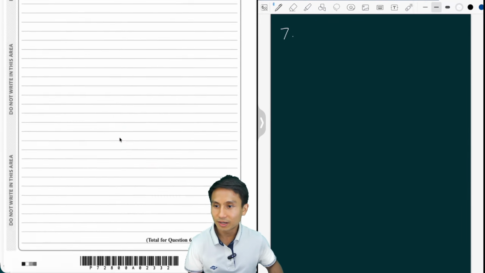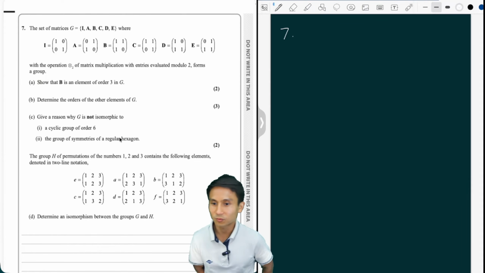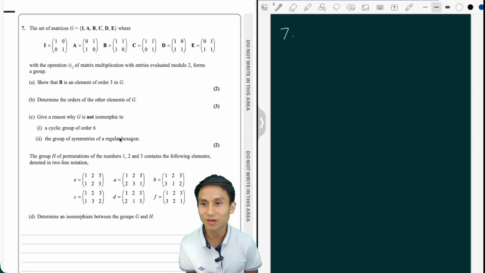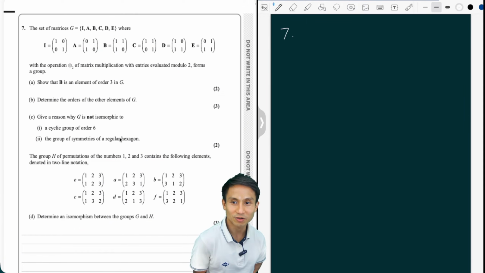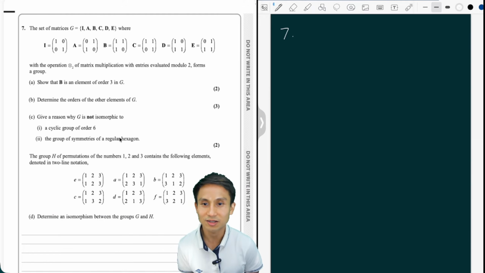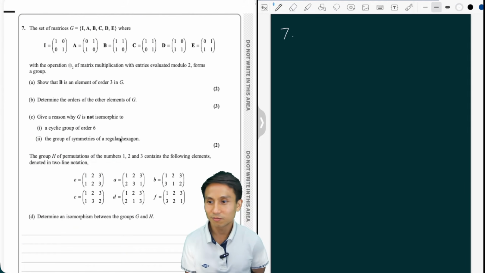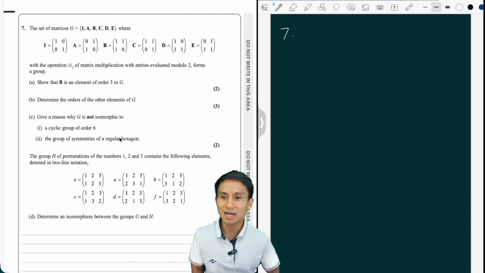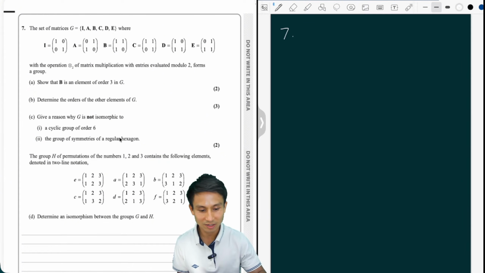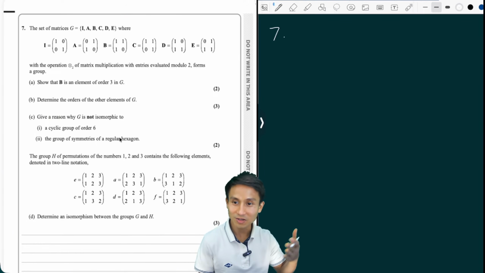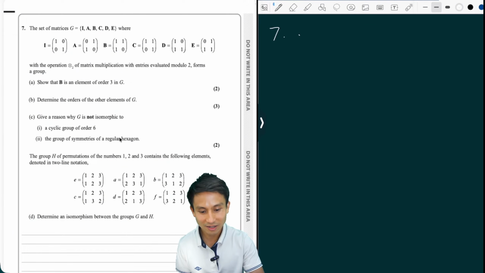Question 7. What do we have? Aha. Wow. The set of matrices G equals all that. And we have 6 matrices here, with the operation of matrix multiplication with entries evaluated modulo 2 forms a group. Part A, show that B is an element of order 3 in G. Right, so we probably need that first because we're going to probably make use of that later. And we'll see.